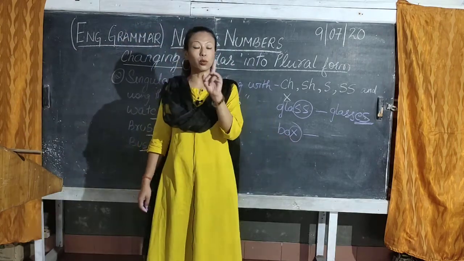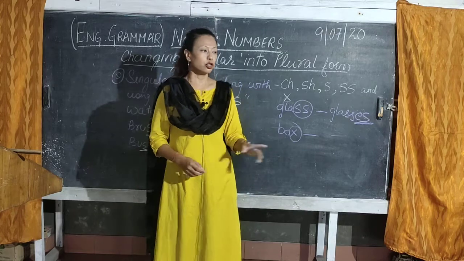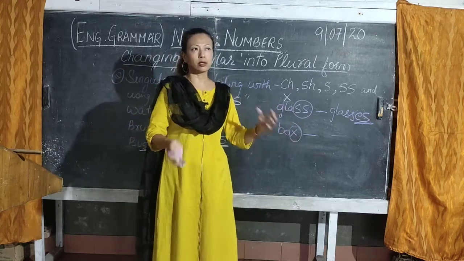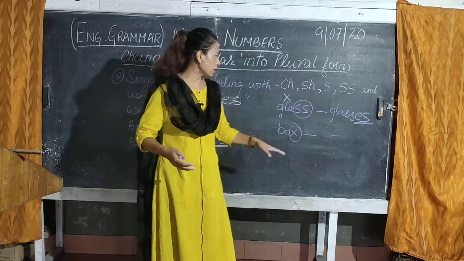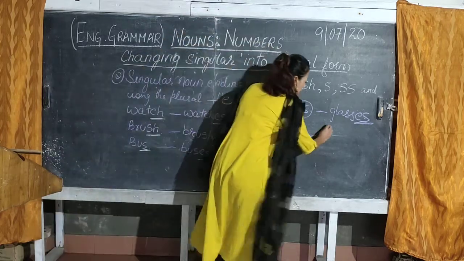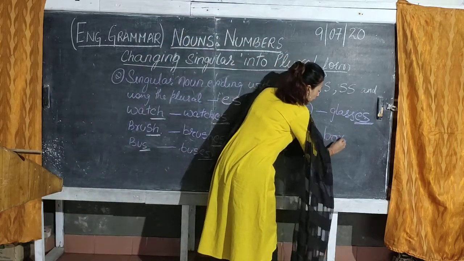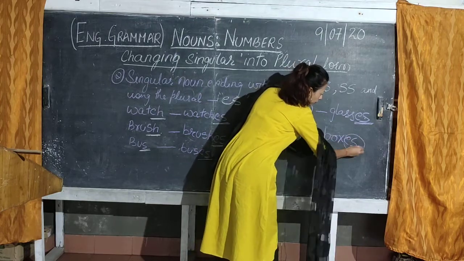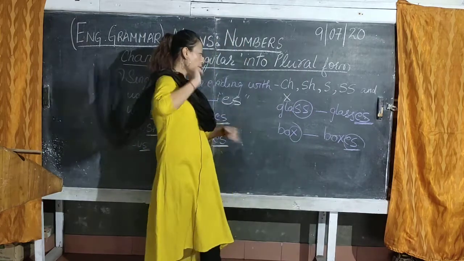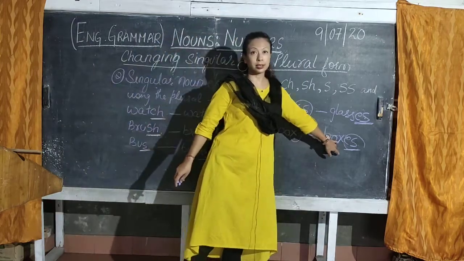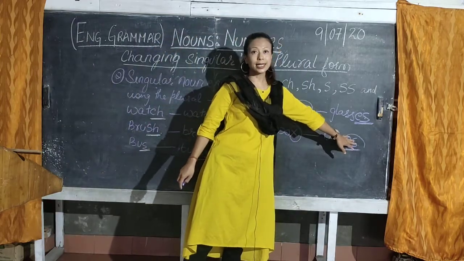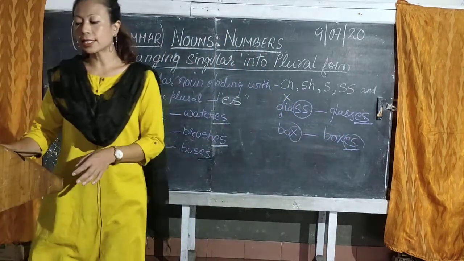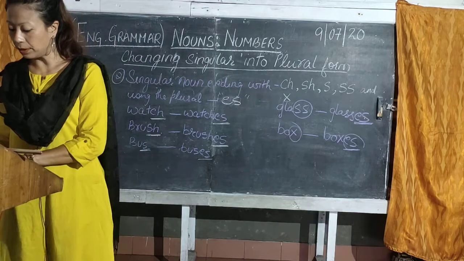Here we are talking about one box. So if you have to buy a lot of boxes, or if you want a lot of things to be put in many boxes, then you will be adding ES, if you see here. Box, boxes. Adding ES to it. Many boxes. Alright, now let's discuss the remaining examples.